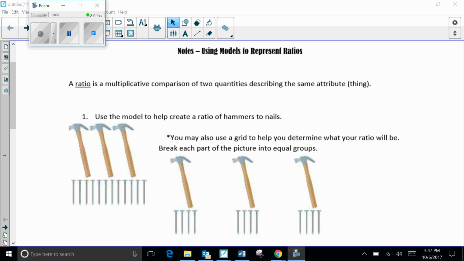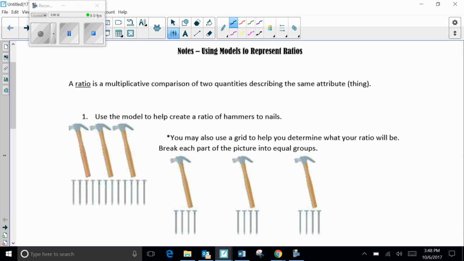So tonight, or this weekend, you guys are doing notes over using models to represent ratios. It tells you that a ratio is a multiplicative comparison of two quantities describing the same attribute or thing. So basically all that means is that you are going to be comparing two items, so dogs to cats. In this example, number one, we are comparing hammers to nails.